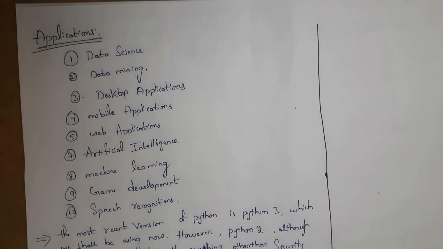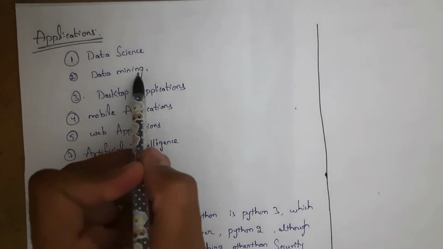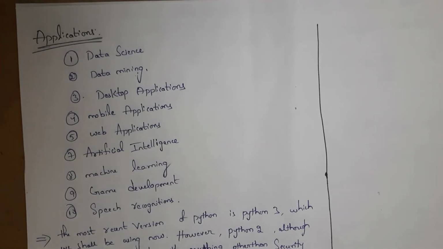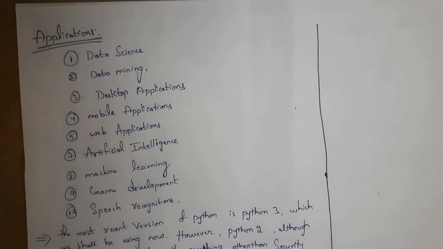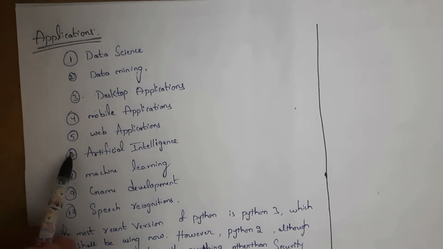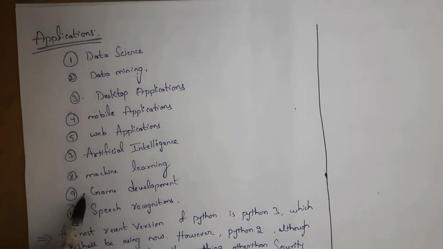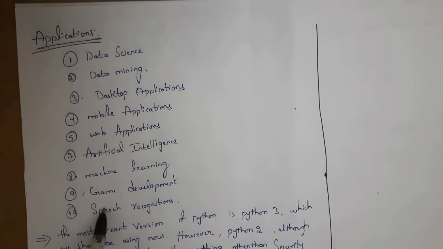Python is used in many fields like data science and data mining. Python is also used to develop desktop applications, mobile applications, web applications, and it is also used in artificial intelligence and machine learning, and even for game development. It is also used for speech recognition. These are various applications of Python.